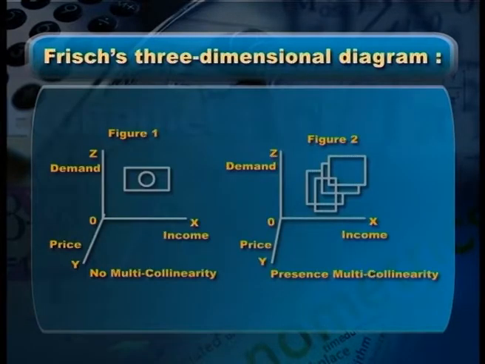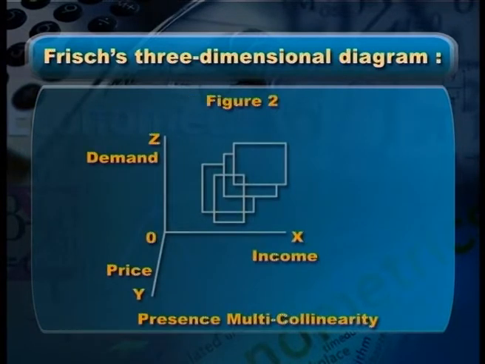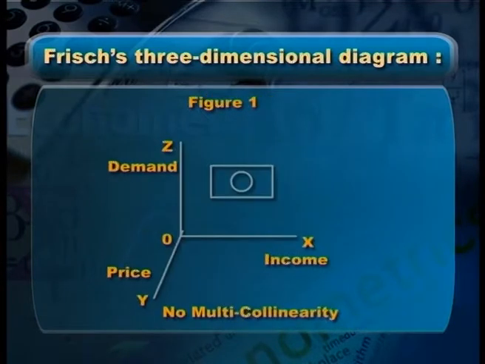We have a figure 1 and figure 2. In the case of figure 1, there is no problem of multicollinearity. In the case of figure 2, we have a problem of multicollinearity. In the first diagram, the scatter diagram will take the shape of an egg, and the best fitting line in the 2-dimensional diagram will become the best fitting plane in the 3-dimensional diagram that passes through the egg shaped scatter.